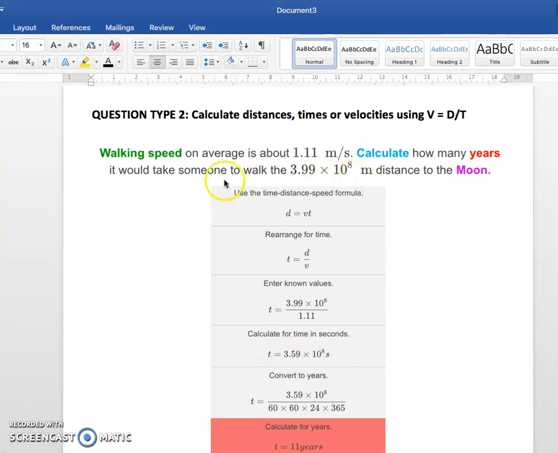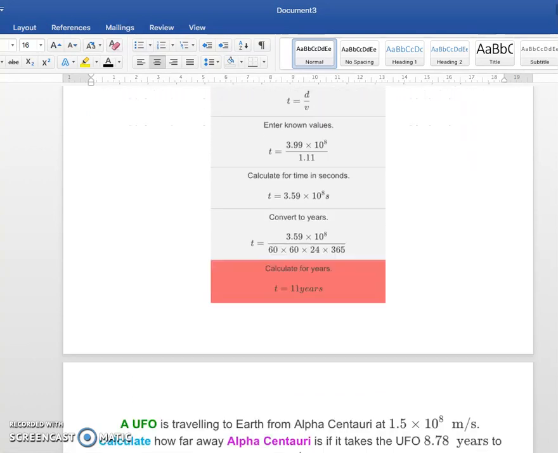We want to know how many years it would take for someone to walk. So we have to convert the seconds into years, and we do that just like we were doing in the previous questions. We have 3.99 times 10 to the 8 seconds. We're going to divide that by the number of seconds in a year, this value here, to give us our value for years, 11 years. Moving on.